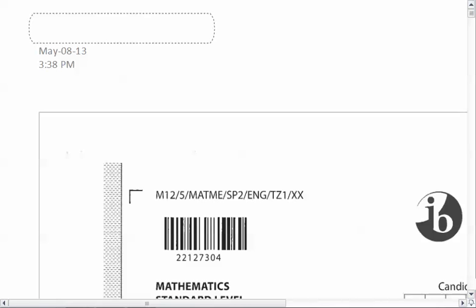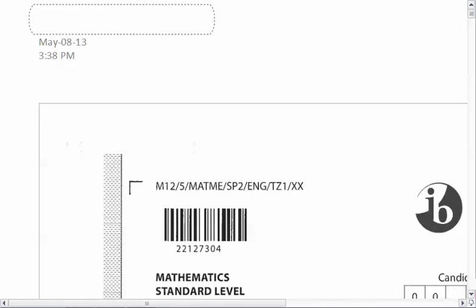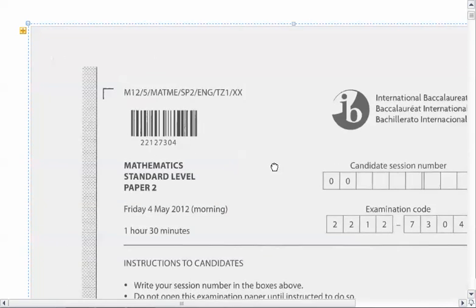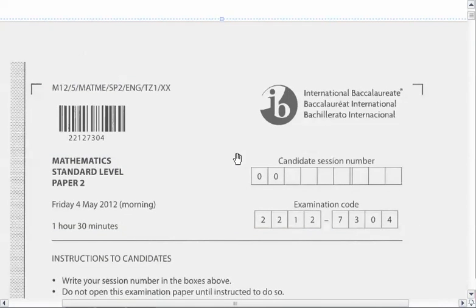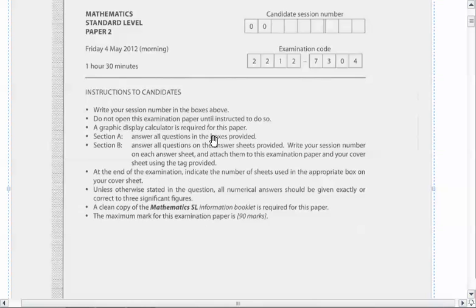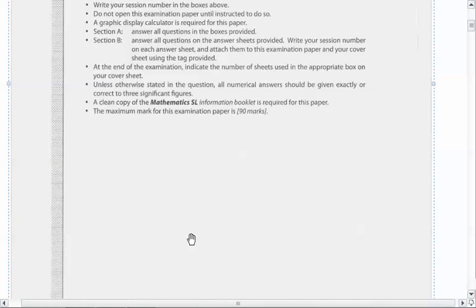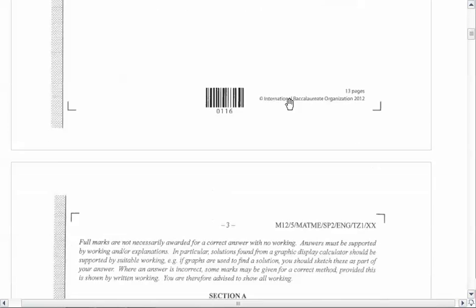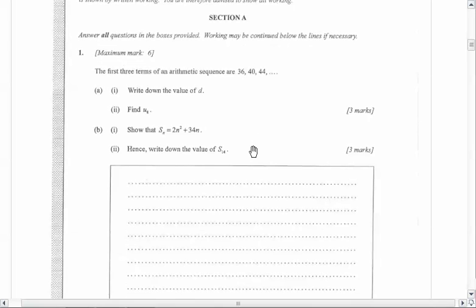So here's an answer key for the May 2012 Paper 2 Time Zone 1, which was written in last year's standard level mathematics exam. This is a calculator allowed version. The first question is sequences.